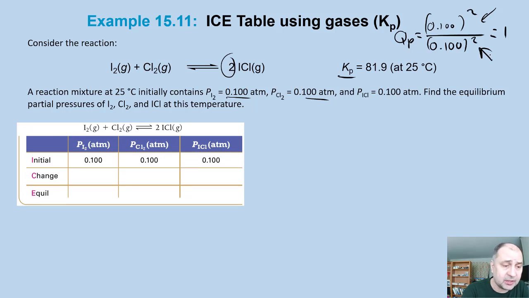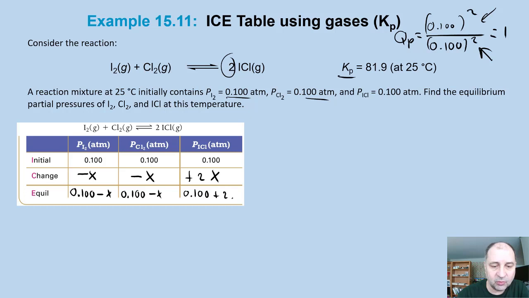I already have the numbers. It's cleaner, so I know this is going to go down by a factor of x. Cl2 is going to go down by a factor of x, and our product's going to go up by 2x. I'll bring it all down to equilibrium. 0.100 minus x, 0.100 minus x, and 0.100 plus 2x. Those are my equilibrium concentrations.